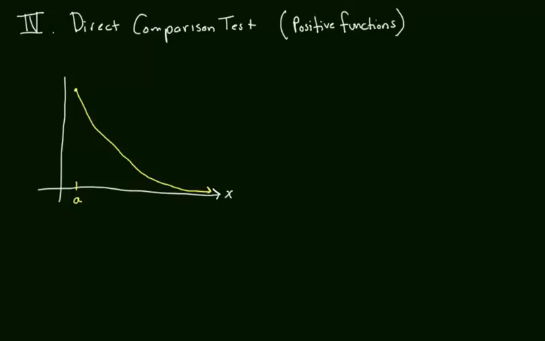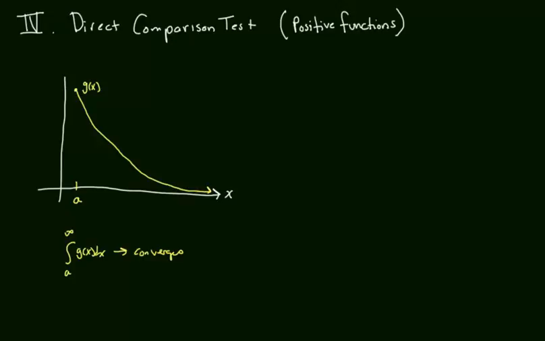Now suppose, let's label this yellow as g of x. Now suppose we knew that the integral from a to infinity of g of x converges, as we've described at earlier parts in this particular lesson. Suppose that is known, it converges.